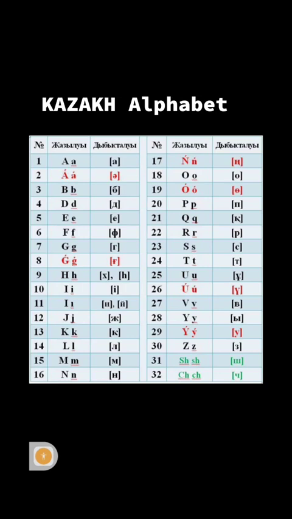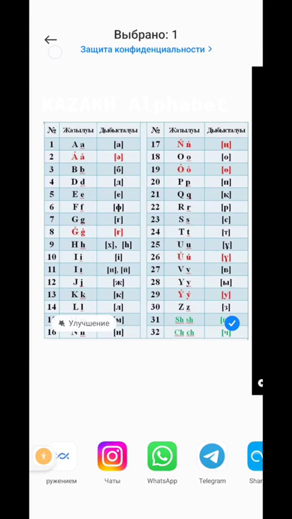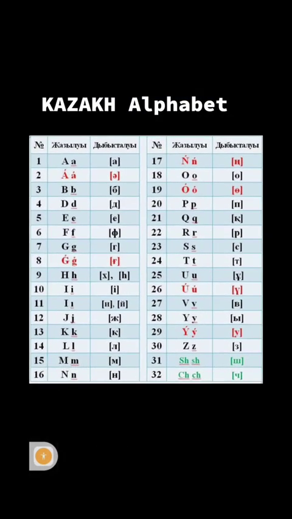We have got two types of E, short E and long E. The first one is short E without any sign. With a sign, it is long E. Next, number 12, J. The 13th, K.